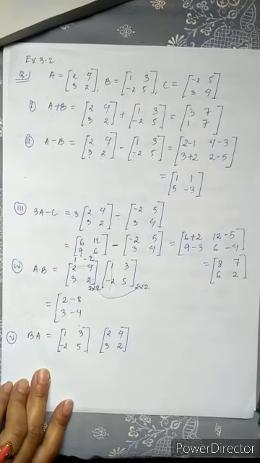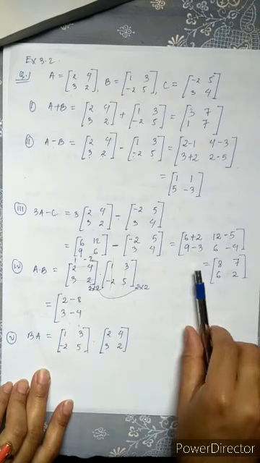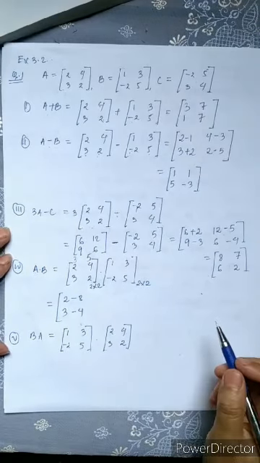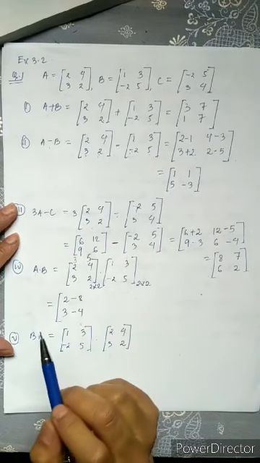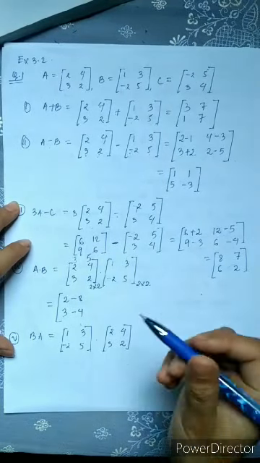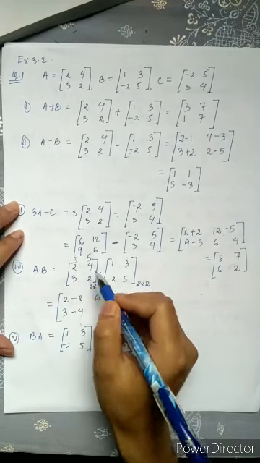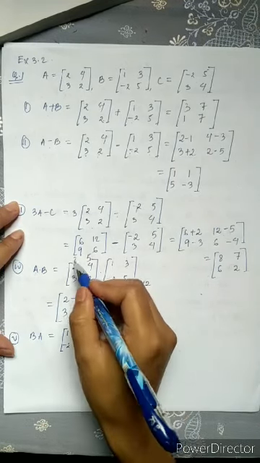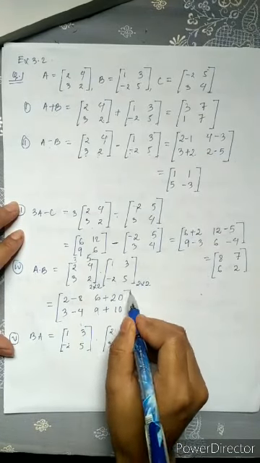Then the second element: 3 and 5. Elements of the first row and the second row are multiplied by 3 and 5. Next, write the elements of the second column, 3 and 5, with the elements of the row, 3 and 5. Find the sum of the product of corresponding elements. 3 into 2 is 6, plus 5 into 4 is equal to 20, and 3 into 3 is 9, plus 5 into 2 is equal to 10.